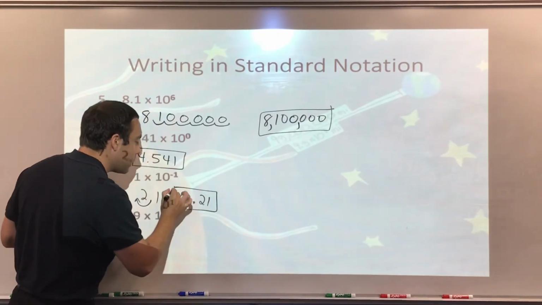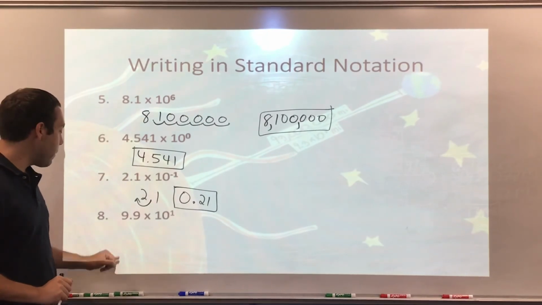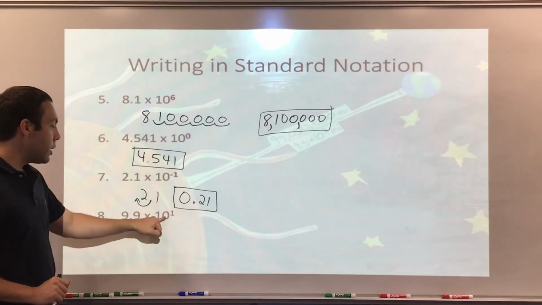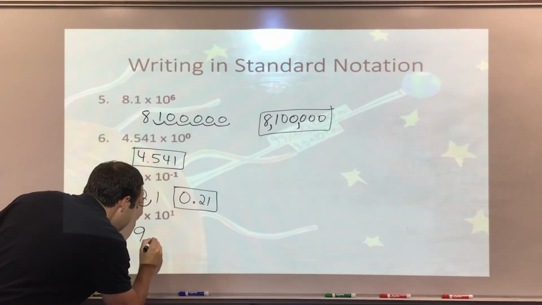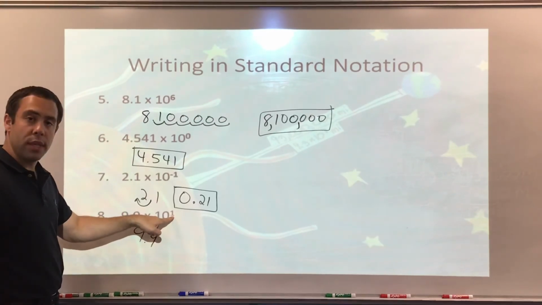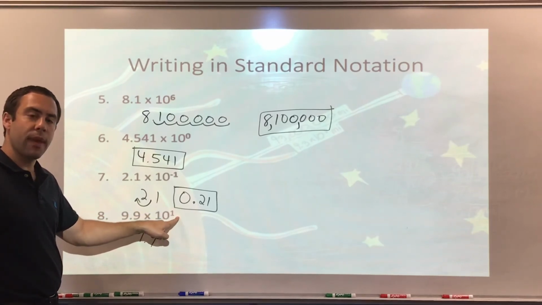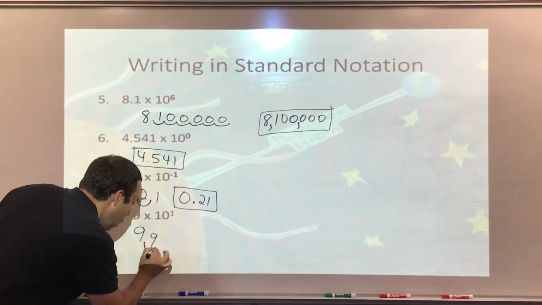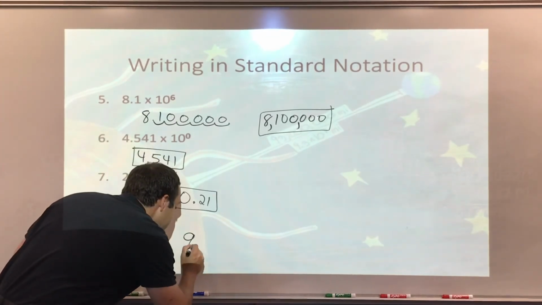Our final answer, 0.21. And finally, question number 8, we have 9.9 times 10 to the positive first. So we write 9.9, and we're going to move the decimal point 1 time, but this time we're going to move it to the right since it's a positive exponent. 1. So our final answer is 99.